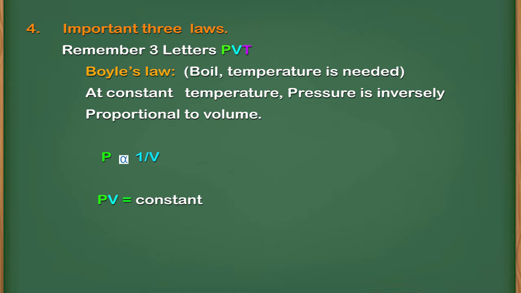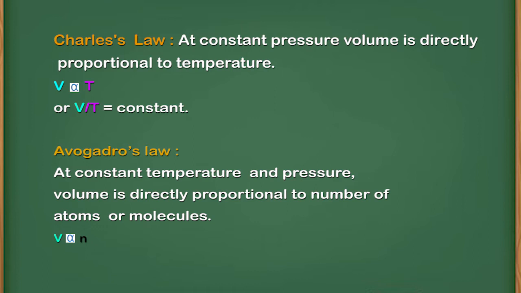Then comes Charles' law. At constant pressure, volume is directly proportional to temperature. Then here I have written it. Then V by T is equal to constant. First case we have taken temperature as the constant. Second case we are taking P as the constant. Okay, two letters we have taken it. Then next comes Avogadro's law. At constant temperature and pressure, volume is directly proportional to number of atoms or molecules. So I have written it.